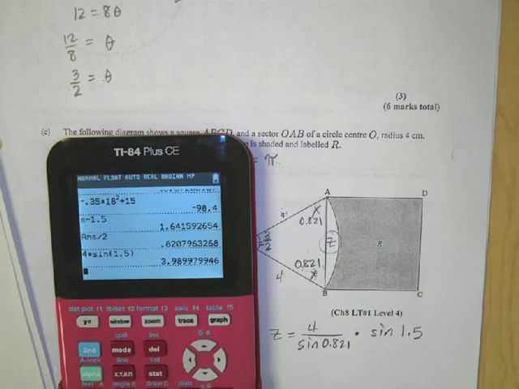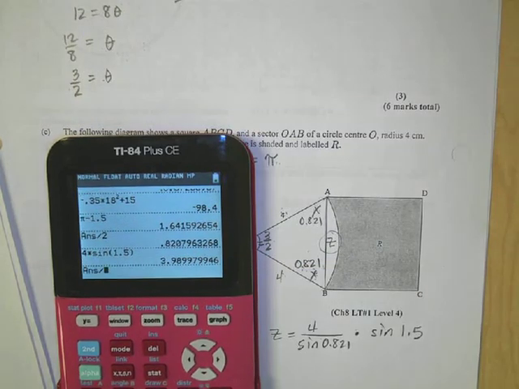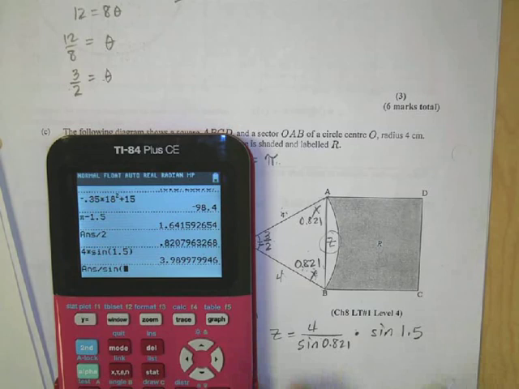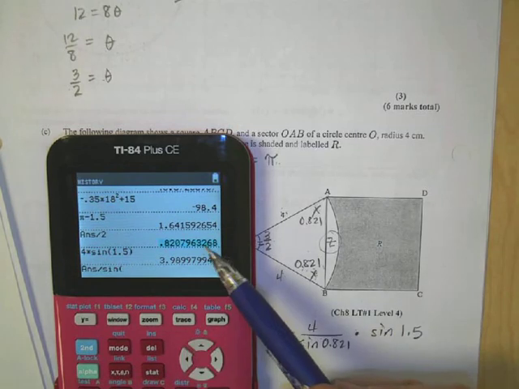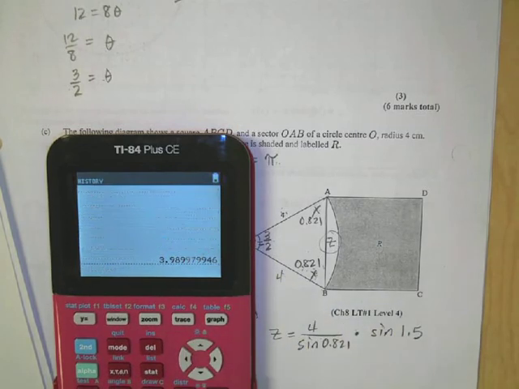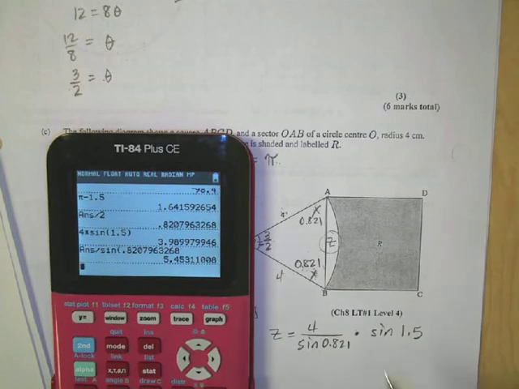And I'm going to divide that by sine of 0.821, which I have stored in here, so I'm going to go grab it. There it is. Always keep your numbers stored in your calculator if they're not exact. And that gets me z is approximately equal to, because I got to round it off, 5.45. So that is AB. AB is 5.45.